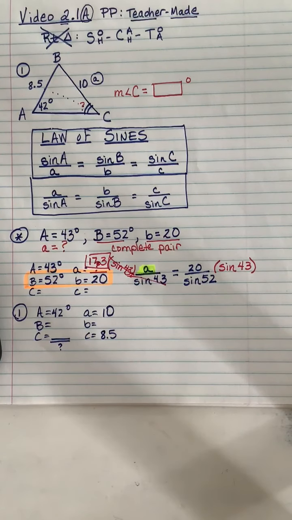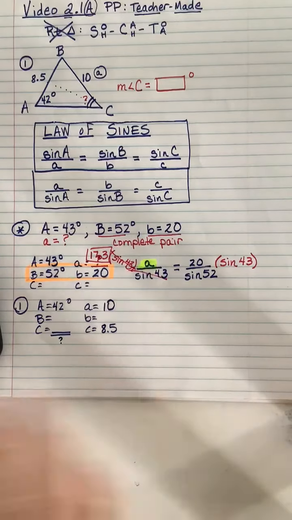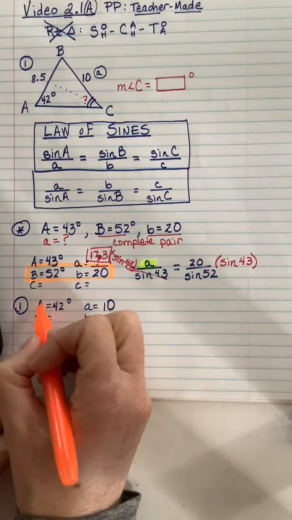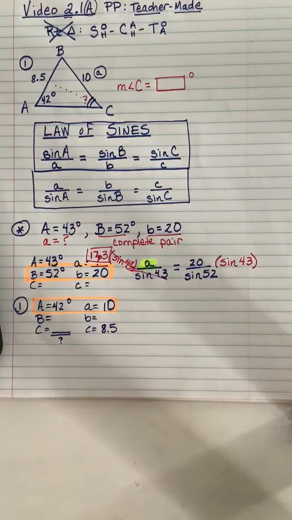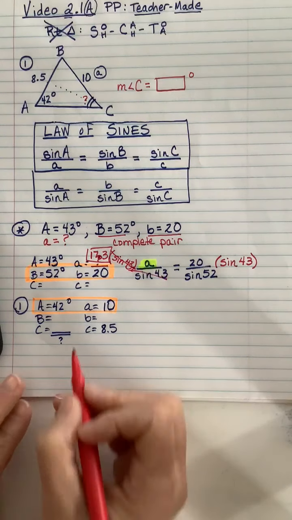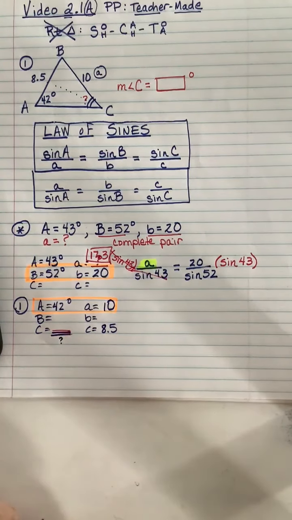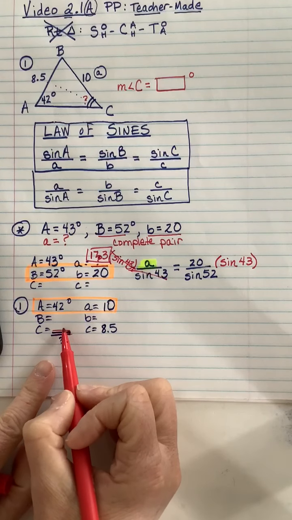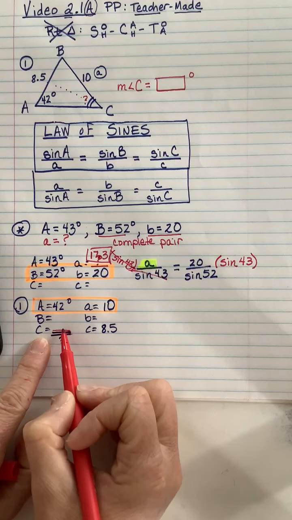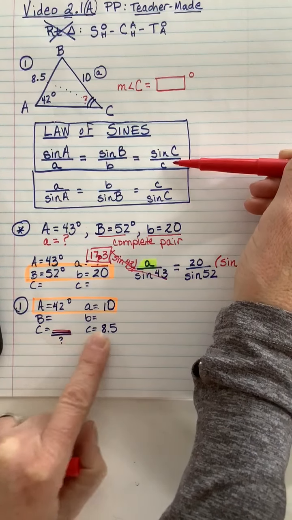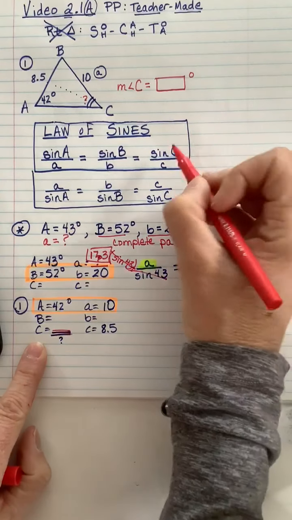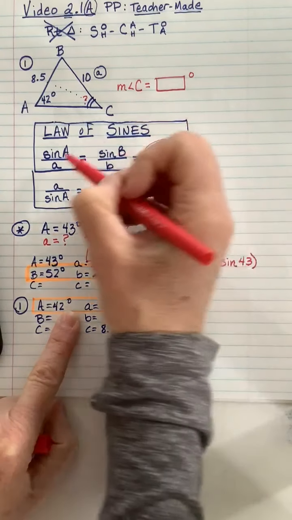Okay, so here we go. Law of sines means I am looking for a complete pair. Here's my complete pair. And what don't I know? Well, what I don't know is right here, C. Okay, so I'm going to keep the unknown in the numerator, which means this time I'm using this one. And it looks like I'm using C's and A's.